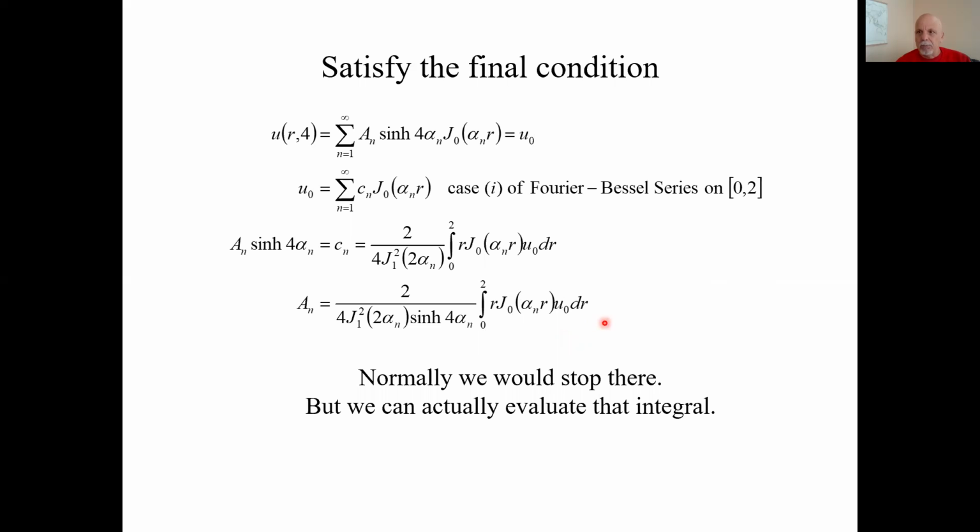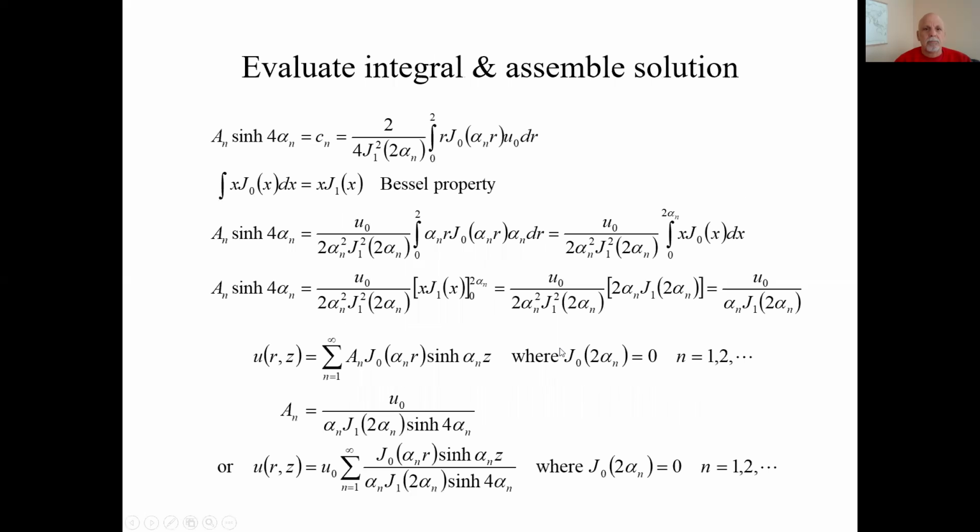Normally we would stop there, but in this case, we can actually evaluate this integral. So now let's do that. By matching coefficients, we had this: alpha sub n sinh equals the coefficients of the Fourier-Bessel expansion. Let's see, just plug in what all the terms are of that expansion, you get this. So this 2 will cancel. We can just have a 2 down here. So that's something we can do right away.